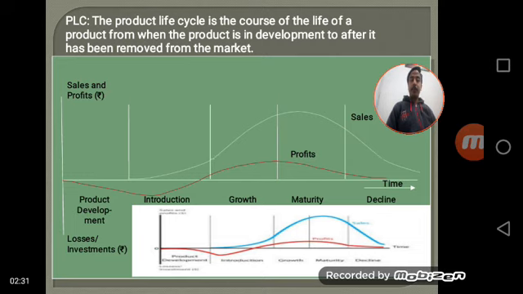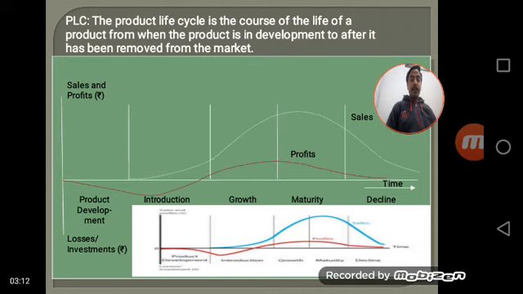So usually product life cycle has 5 stages. First stage is product development, second stage is introduction, third stage is growth, fourth stage is maturity, and last stage is decline. As you see in this figure, in this diagram, the vertical line shows sales and profit, and at the end of this vertical line there are losses or investment, and the horizontal line shows the stages, defined by time only.